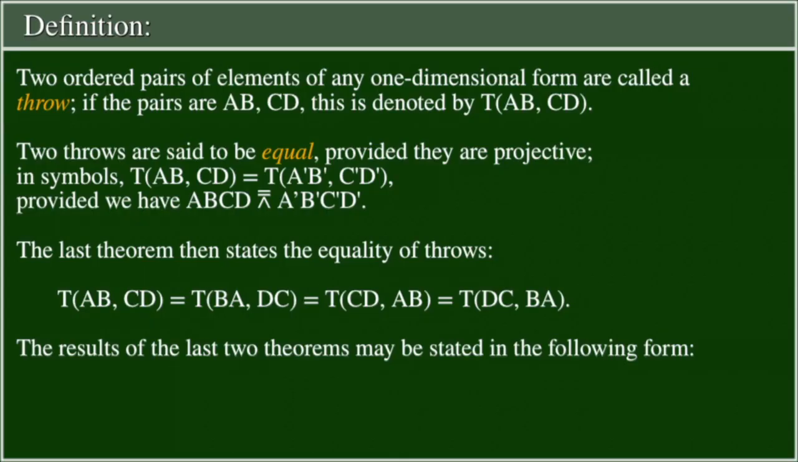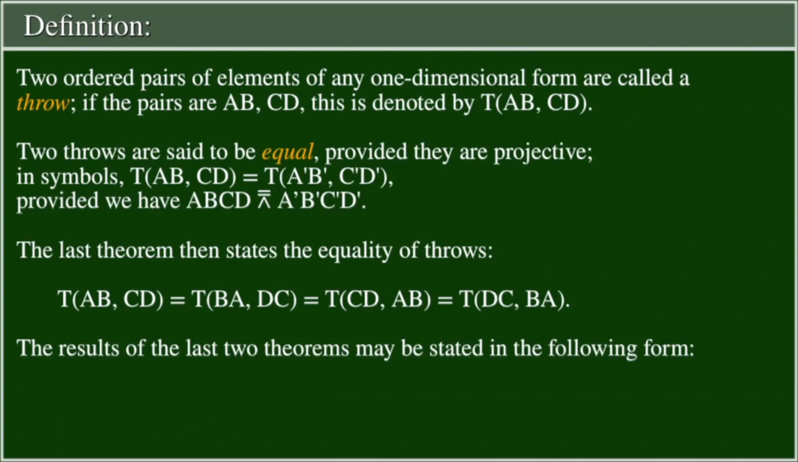Definition: 2 ordered pairs of elements of any one-dimensional form are called a throw. If the pairs are AB, CD, this is denoted by T(AB, CD). 2 throws are said to be equal provided they are projective. In symbols, T(AB, CD) is equal to T(A'B', C'D'), provided we have ABCD is projective with A'B'C'D'. The last theorem then states the equality of throws.